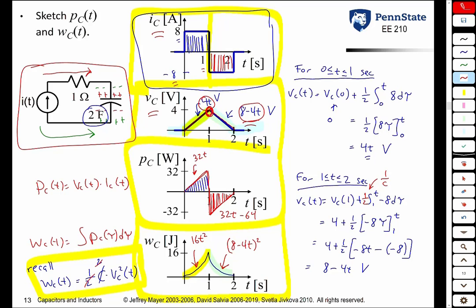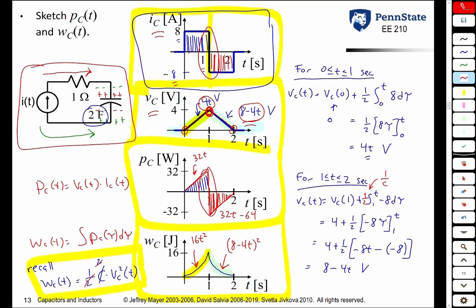You can have a corner, that's okay. A corner there, a corner there, a corner there. That's allowed, but you cannot have a discontinuity. You cannot have discontinuity in voltages. You can have discontinuity in currents. You can have discontinuity in powers, but you cannot have discontinuity in voltages.